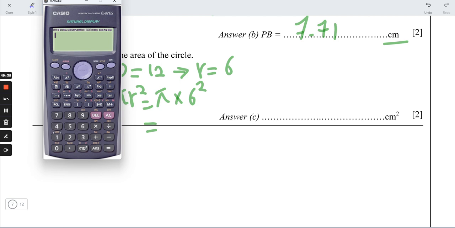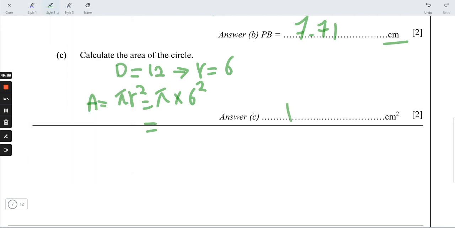So pi times 6 to the power of 2, which is equal to 36 pi, which is 113.09. Also corrected to 3 significant figures, you will get 113 centimeters squared, because they didn't say write it in terms of pi. That means you should use the value of pi.